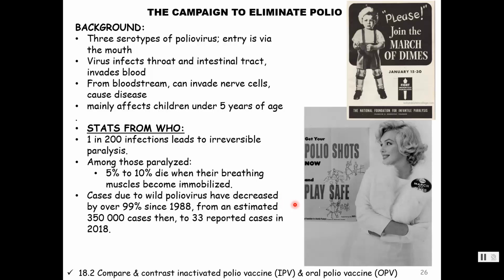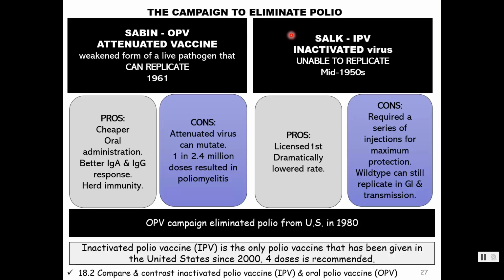Cases due to wild poliovirus decreased because there was just a global effort to get rid of polio. And so over 99% since 1988. So we went from a whole bunch of cases, so 350,000 to 33 reported cases. So how did we get there? Okay, so once again, we're going to get a little history lesson and look at that campaign to eliminate polio.